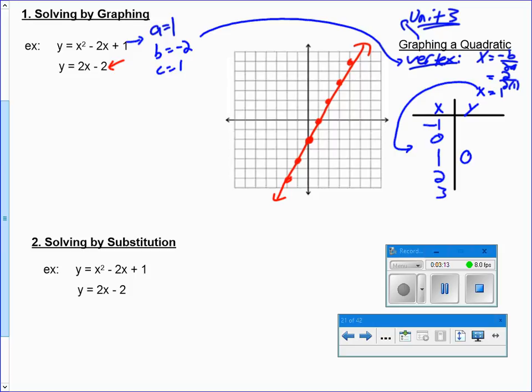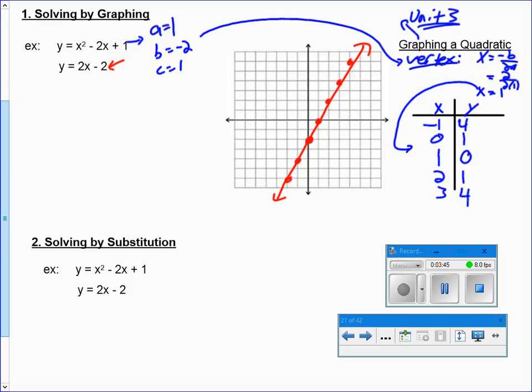Plug in 0, the x squared and 2x cancel out, we just get 1. Since it's the same distance from the vertex and the parabola is symmetrical, we're going to get 1 for both values, 0 and 2. Same idea with negative 1. Square that, it's positive 1. Negative 2 times negative 1 would be positive 2, so 1 plus 2 is 3, and 1 more would be 4. And again, since they're the same distance from the vertex, they're going to have the same value.